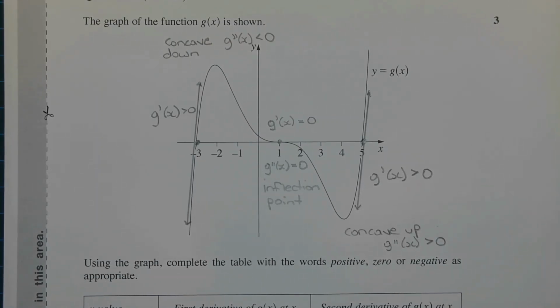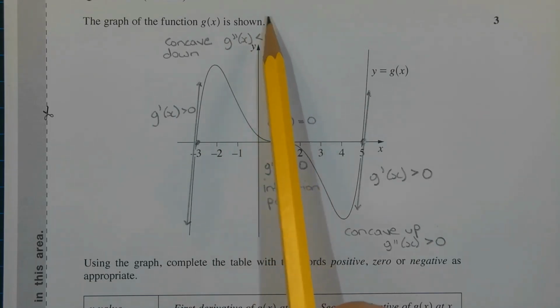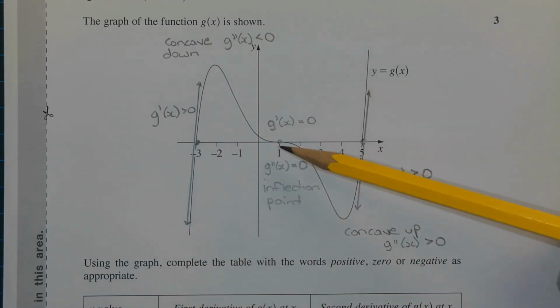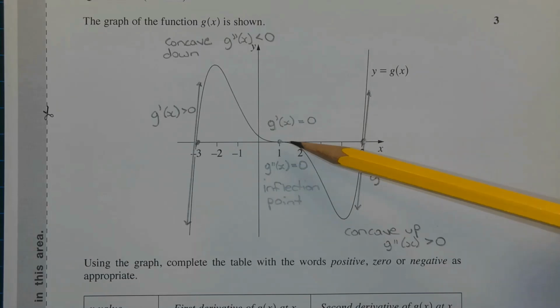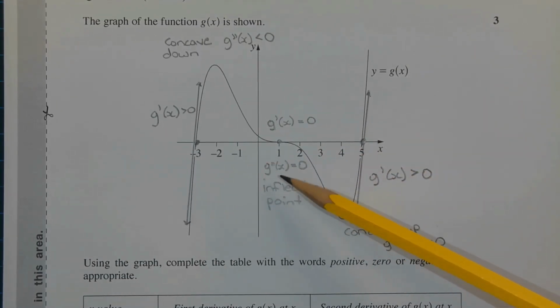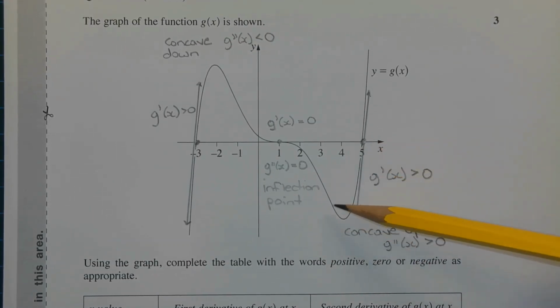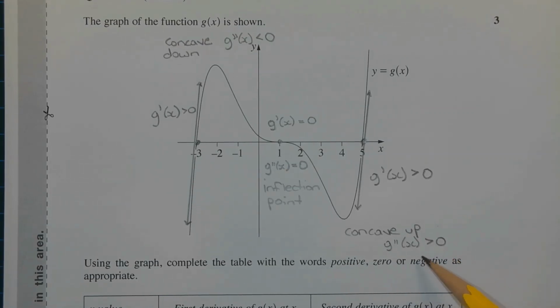Let's look at the second derivative around those points. At x equals negative 3, the curve is concave down. So the second derivative, g double dash of x, is less than 0, so it's negative. At x equals 1, this is an inflection point. So g double dash of x, the second derivative, is equal to 0. And at x equals 5, the curve is concave up. So g double dash of x is greater than 0, so the second derivative is positive.